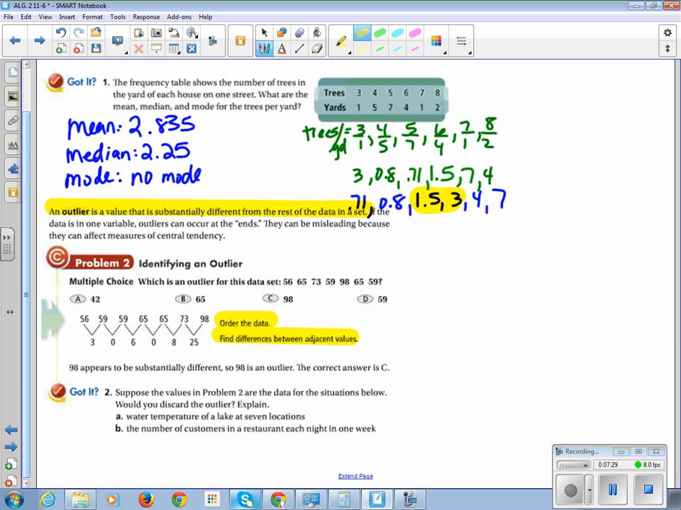So if you look at this scenario, the difference between 56 and 59 is 3. Then the next one is 0, then 6, then 0, then 8, and then 25. So 98 appears to be substantially different, so 98 is the outlier.